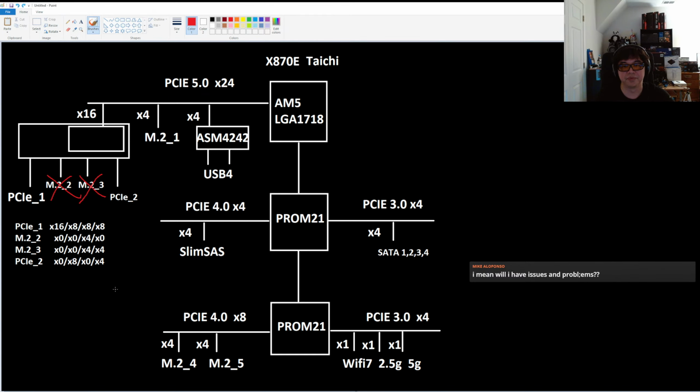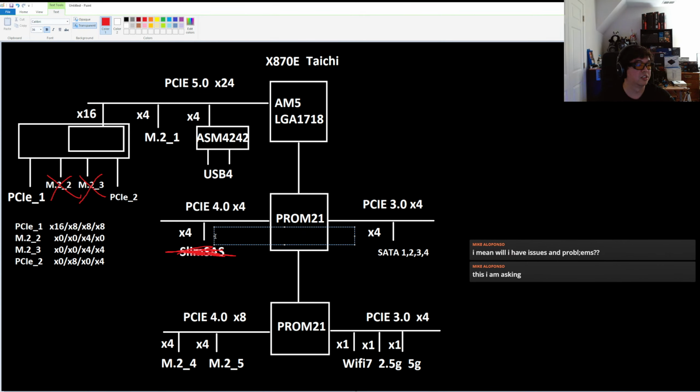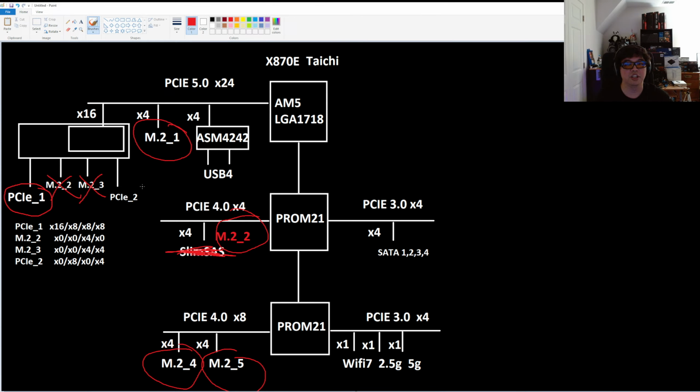The other thing, the Taichi does not have Slim SAS at all. Instead, what it has is M.2_2, and then just think of this one as M.2_3. So the Taichi basically says 1, 2, 3, 4. 4 M.2 drives on the Taichi. None of them are pulling lanes from the graphics card. Hence, you can run all 4 SSDs on a Taichi, and it doesn't pull any lanes from the graphics card.